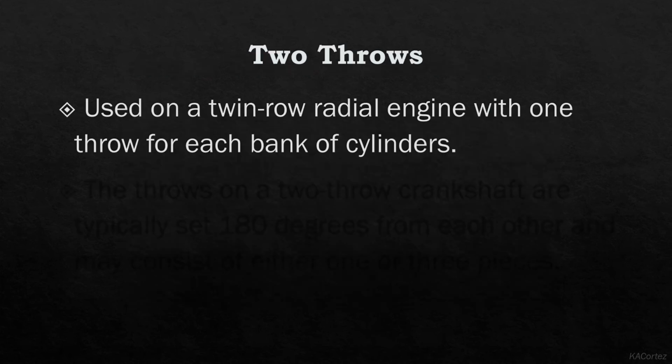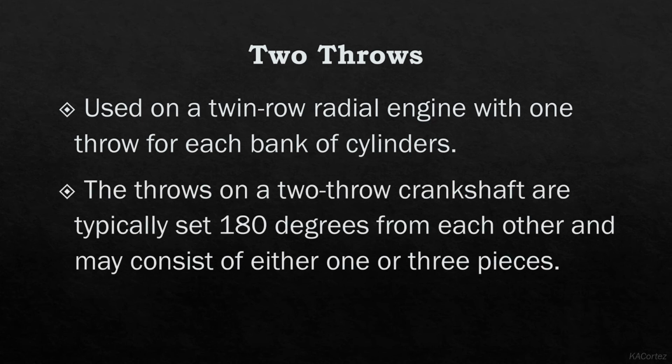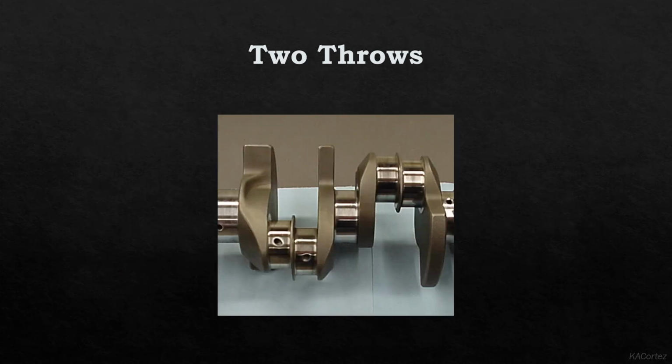Next is the two throws. This is commonly used on a twin-row radial engine with one throw for each bank of cylinders. The throws on a two-throw crankshaft are typically set 180 degrees from each other and may consist of either one, two, or three pieces.